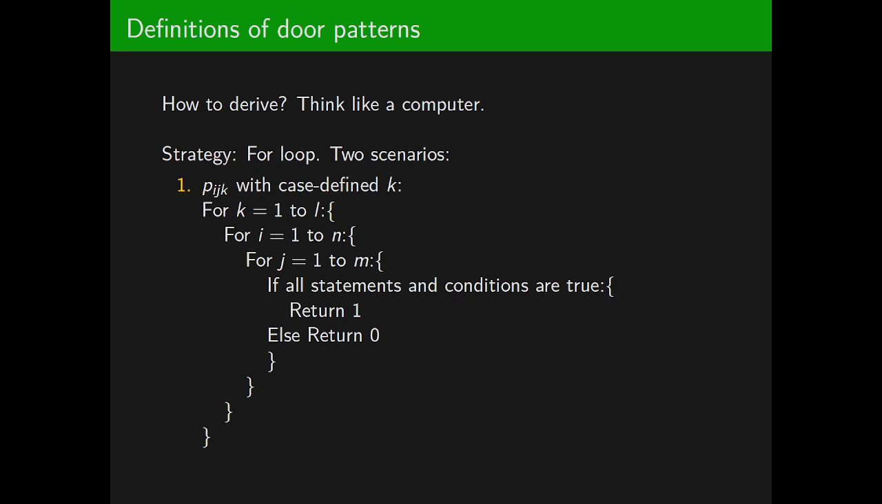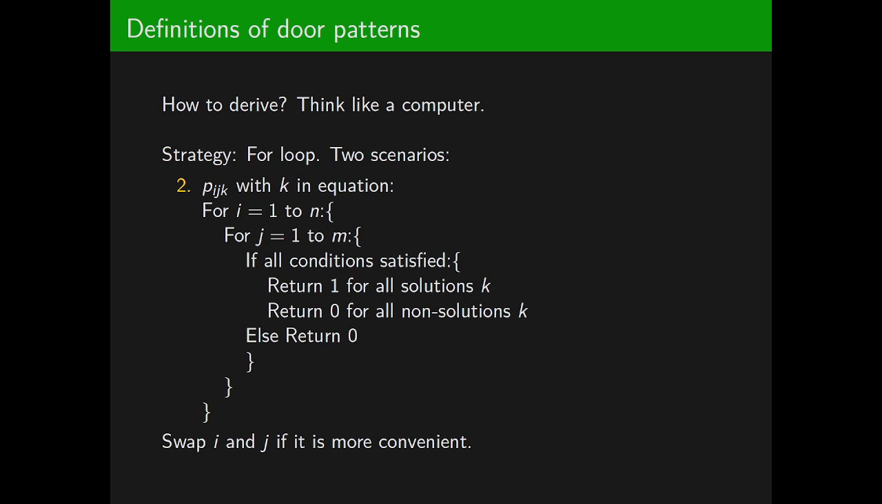It has to do all the things that the value matches, basically. So that's the for loop explained. And now the second method is actually quite similar. It just tells you P_ijk with k in the equation. And this is actually quite similar. It's just switching some indexes.